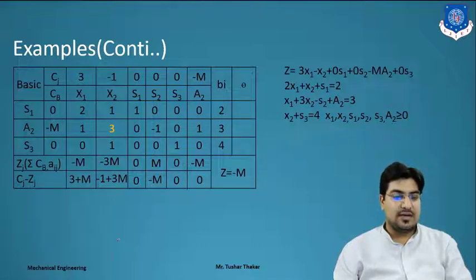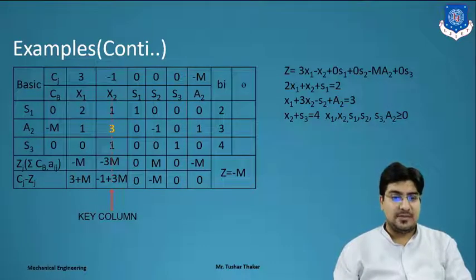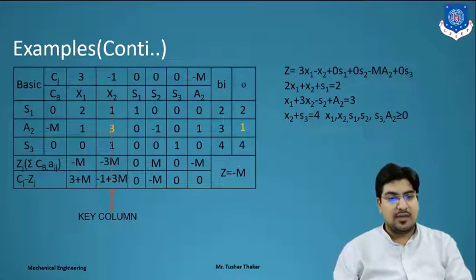So what is our key column? That is our key column, x2. Now we find the theta value, that is bi divided by the key column element. So 2 by 1 we get 2 over here, 3 by 3 we get 1 over here, 4 by 1 we get 4 over here. So we find the theta values.